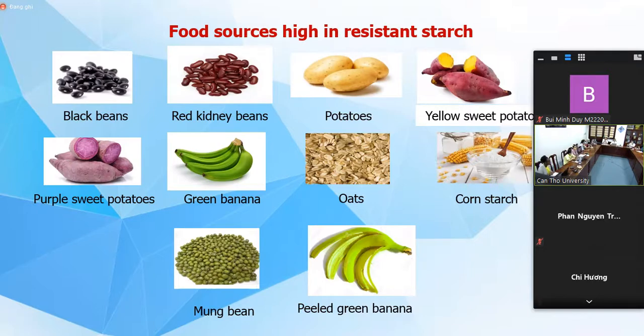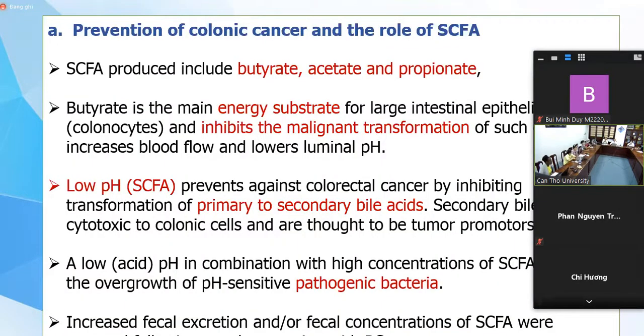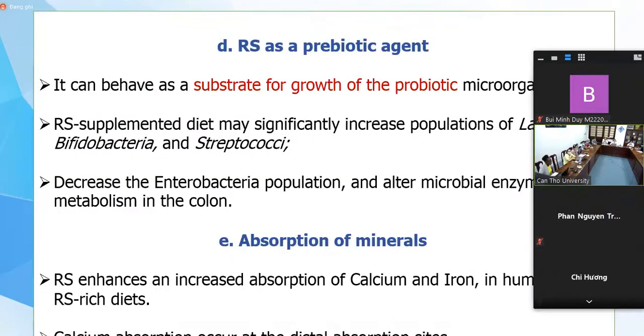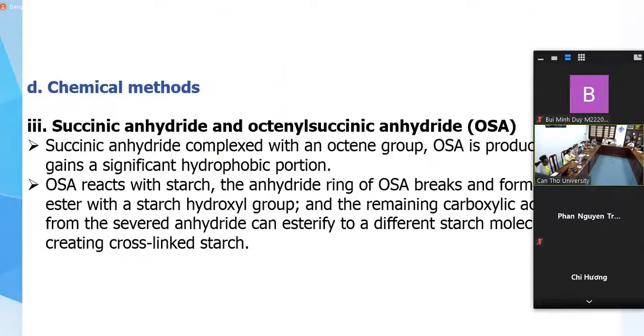And just another comment only. I'm very interested in your presentation. You have much information, but I'm very sorry, you don't have references. For example, you said that, yes, no reference. That's not good. And you said, for example, you use extruder. You said that extruder will increase the resistant starch. I don't think so. So I would like to see what is the reference. Something like that. Very important for scientists.